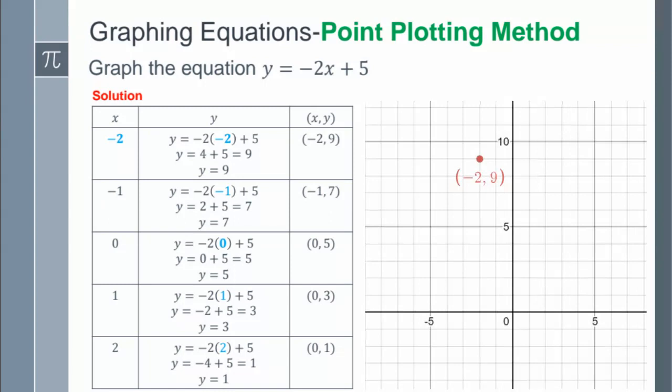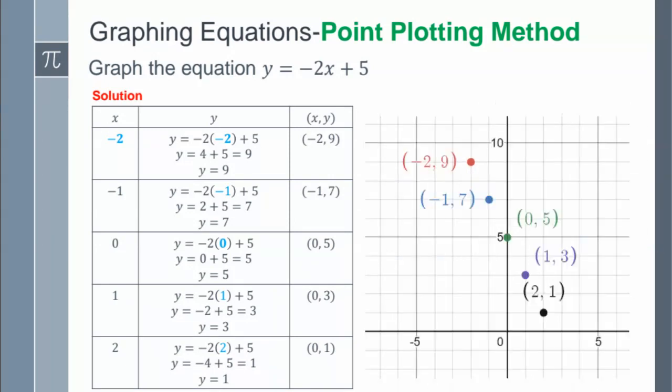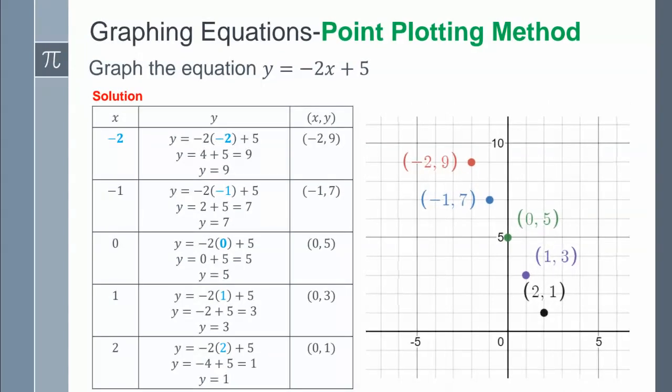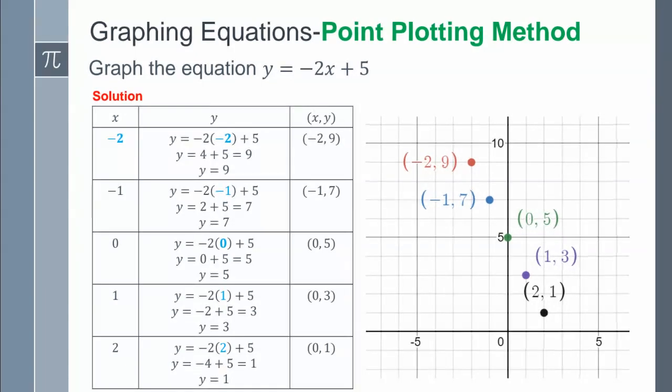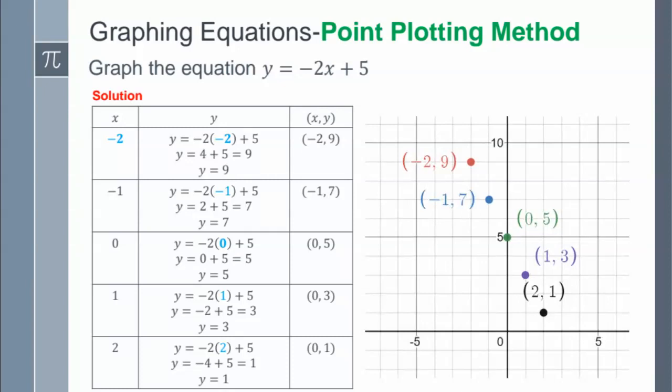And then we plot them on the Cartesian plane. So this is my point negative 2, 9. Then we get the negative 1, 7, the 0, 5, the 1, 3, and the 2, 1. All the points must be on the line. If not, that means we did something wrong in the work.